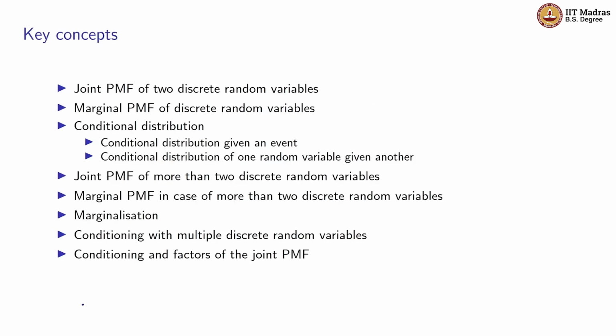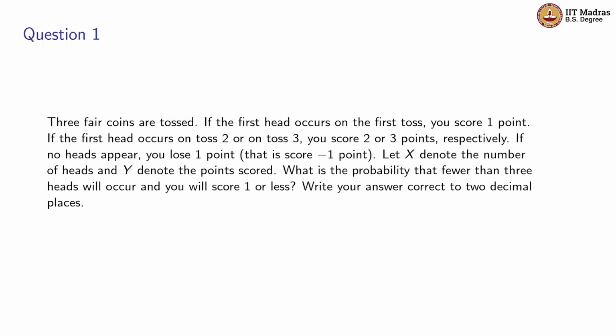In this week we have covered the following key concepts: joint PMF of two discrete random variables, marginal PMF of discrete random variables, conditional distribution, joint PMF of more than two discrete random variables, marginal PMF in case of more than two discrete random variables, marginalization, conditioning with multiple discrete random variables, conditioning, and factorization of joint PMF. So in the graded assignment also we will cover questions related to these topics. So let us start with question number 1.